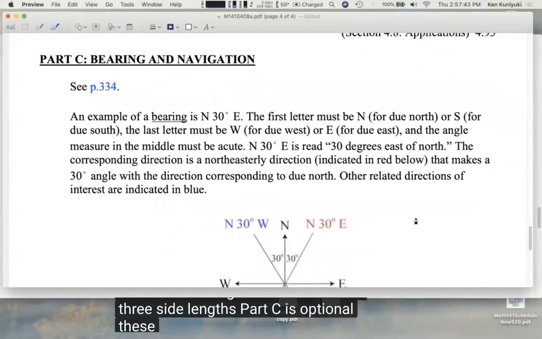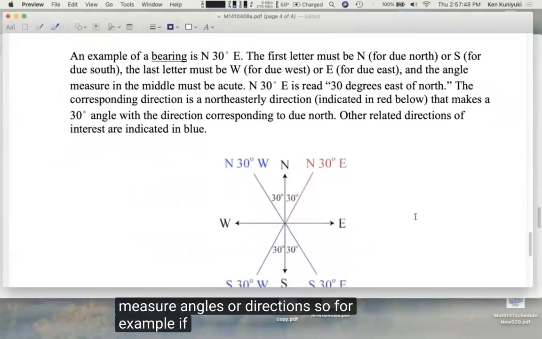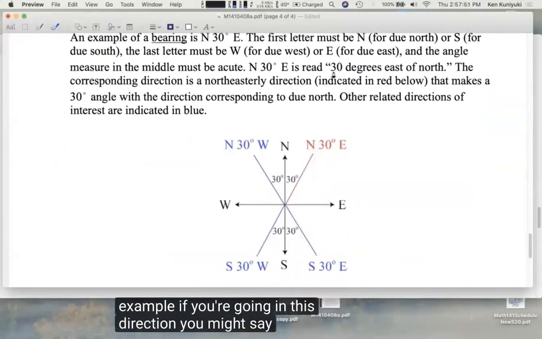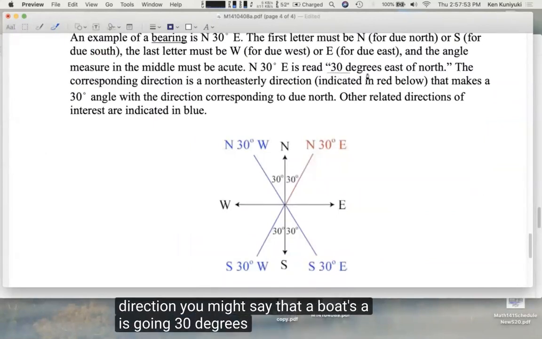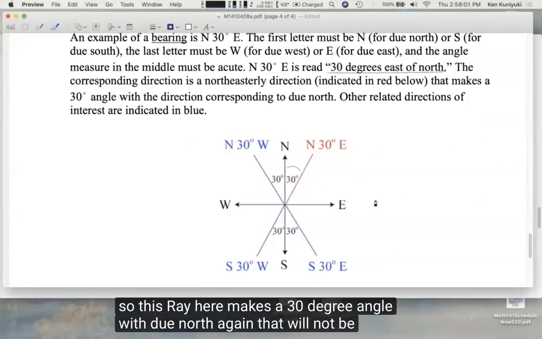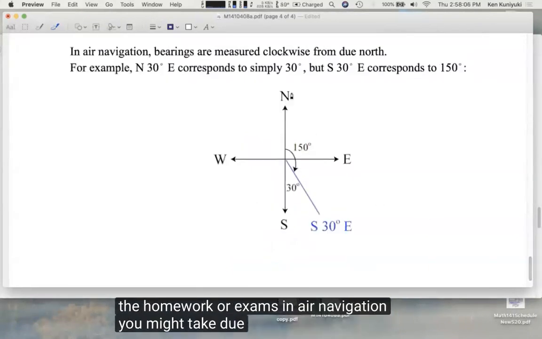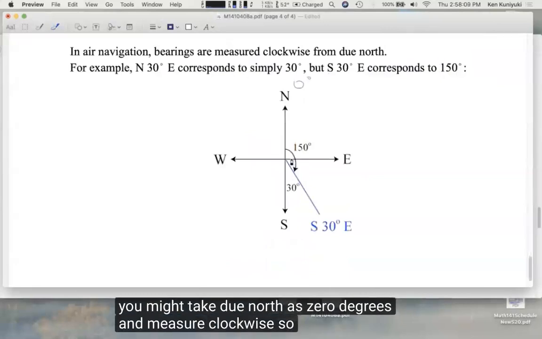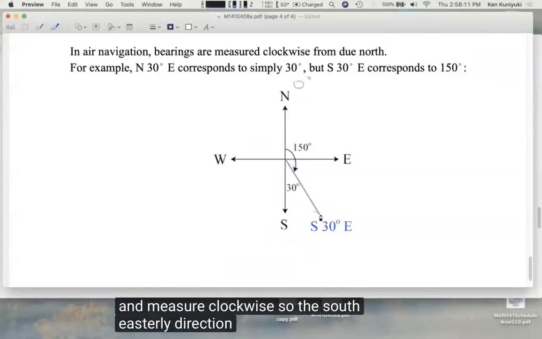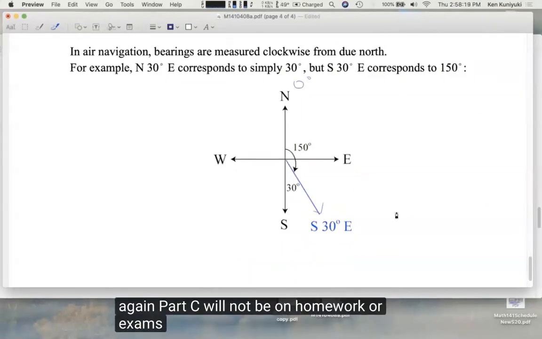Part C is optional. These are other ways that you can measure angles or directions. So for example, if you're going in this direction, you might say that a boat is going 30 degrees east of north. So this ray here makes a 30-degree angle with due north. Again, that will not be on the homework or exams. In air navigation, you might take due north as 0 degrees and measure clockwise. So this southeasterly direction may correspond to, say, 150 degrees clockwise from due north. But again, Part C will not be on homework or exams.